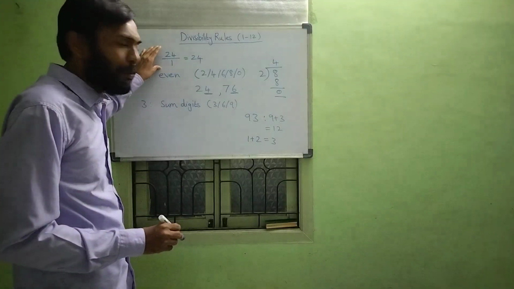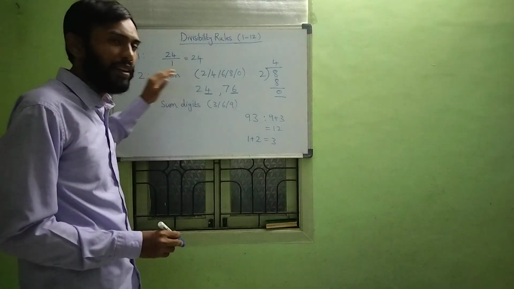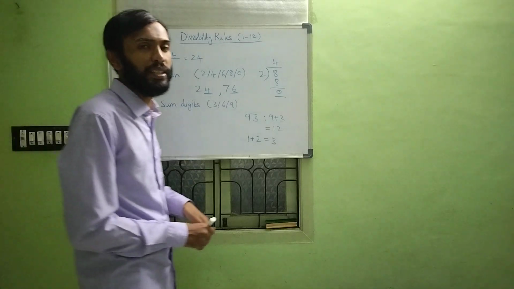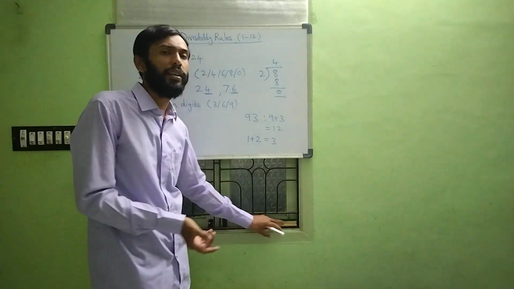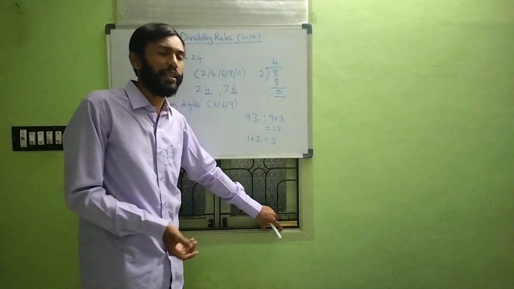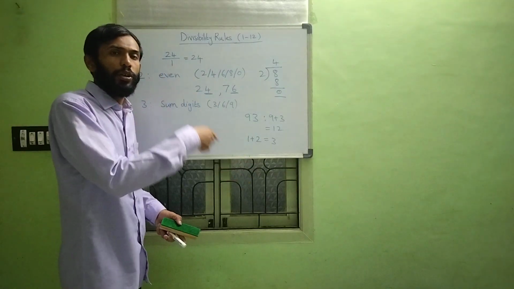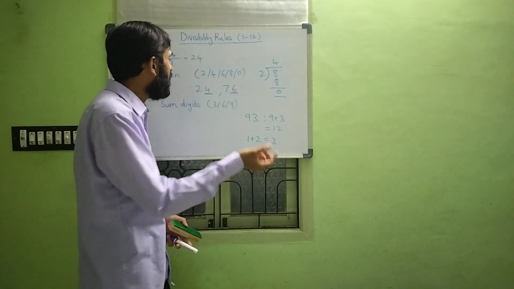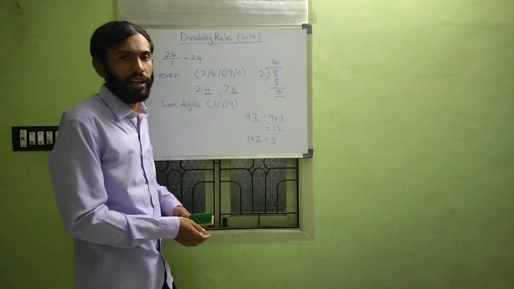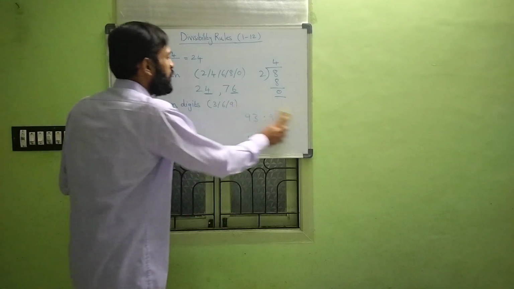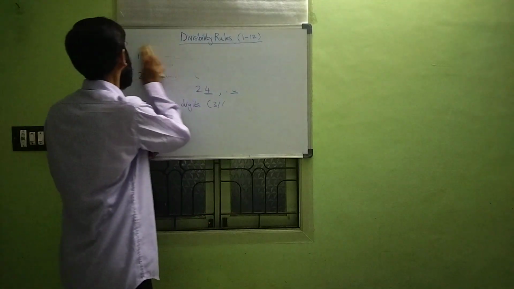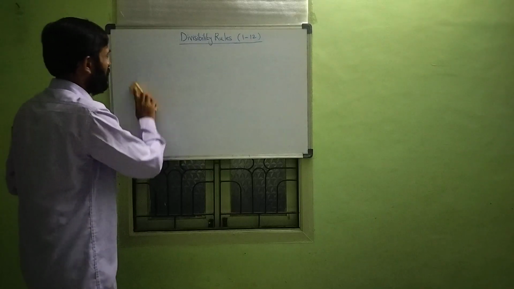Every number is divisible by 1. Even digits are divisible by 2. If the sum of digits is divisible by 3, then the entire number is divisible by 3. Or you can add further to check whether the single digit is either 3, 6 or 9. Now let's move further for 4, 5 and 6.